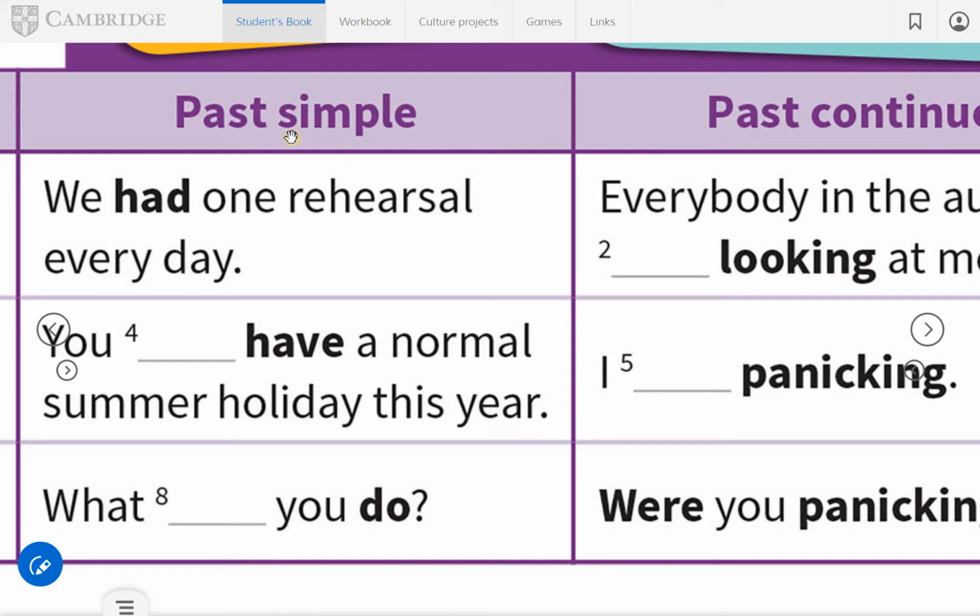And if we compare past simple with past continuous, past simple is called a shorter action in the past, past continuous is called a longer action in the past. And let's look at the form of past simple. There are two types of verbs that we need to keep in mind while we are talking about past simple, one of which is irregular verbs, the other is regular verbs.